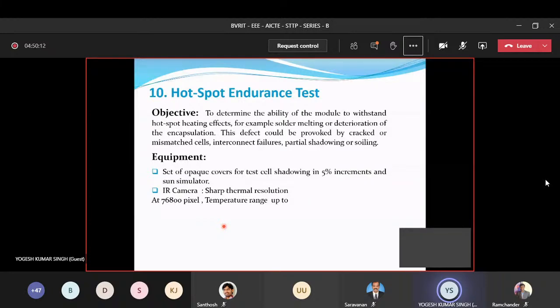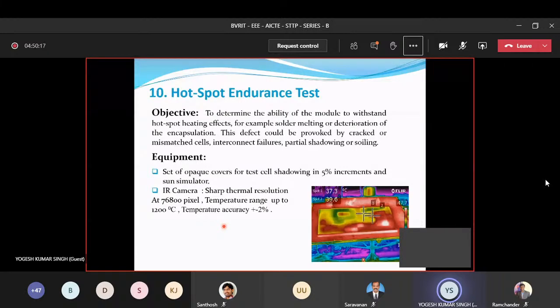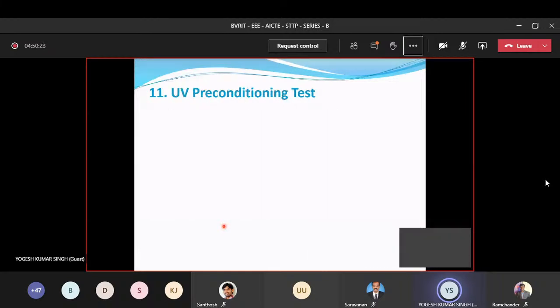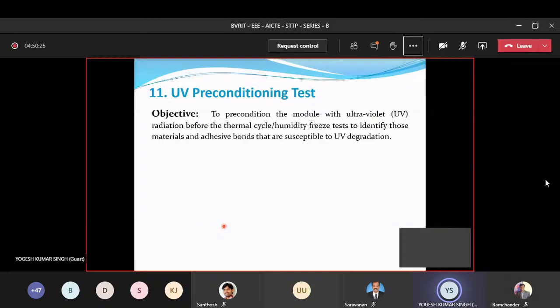Now the next thing is the UV preconditioning test. What are the major things done here? It is for the prevention of damage to the module from ultraviolet, because when the radiation is falling on the earth, there are basically three different regions.